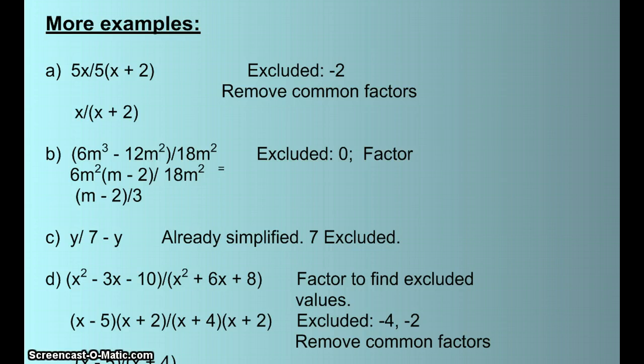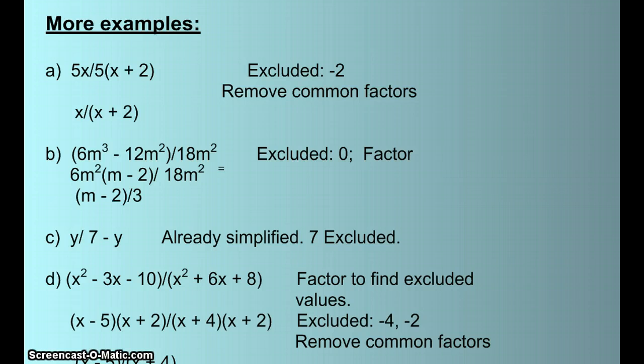That has to be excluded, or your denominator is 0. In D, you have something more complicated. You have x squared minus 3x minus 10 divided by x squared plus 6x plus 8. You have to factor this. Factor both the numerator and denominator as best you can.